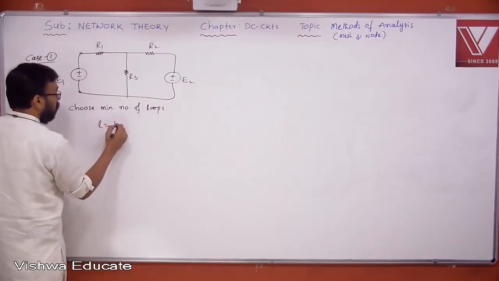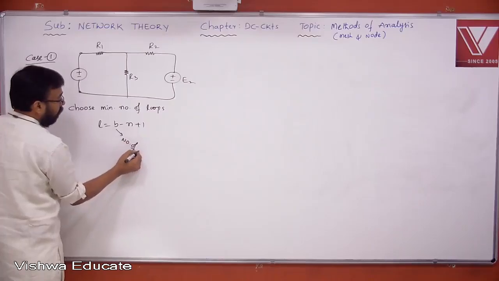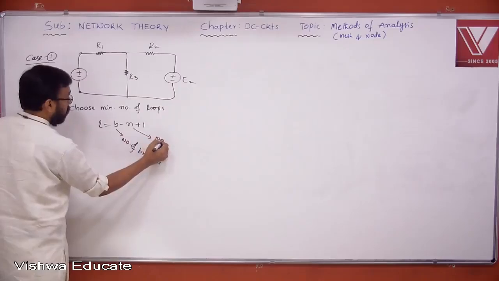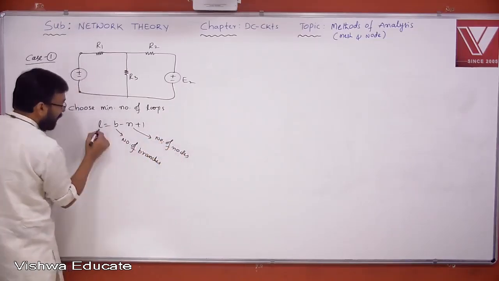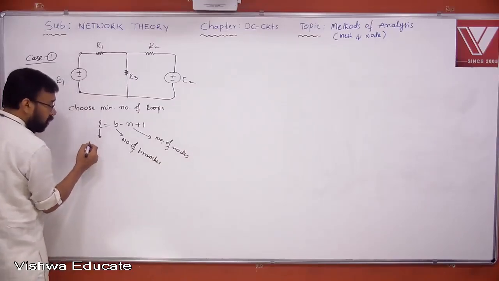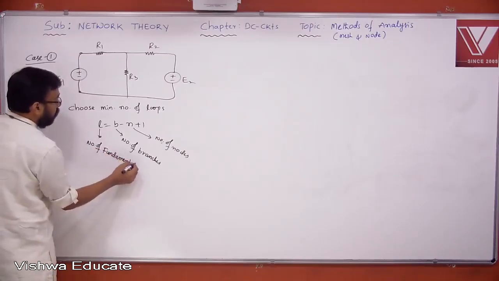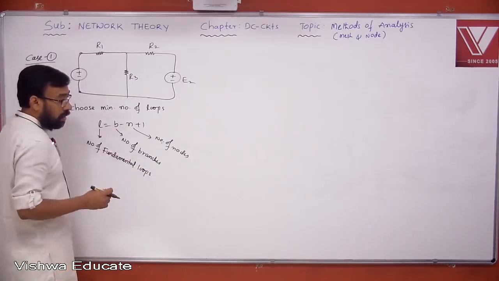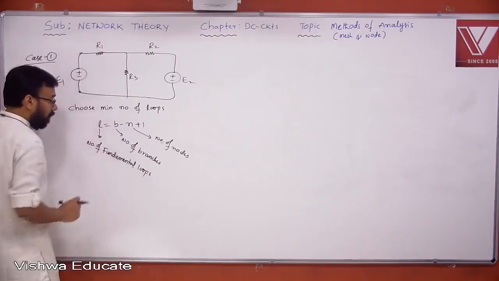Using a formula L is equal to B minus N plus 1. What is B stands for? Number of branches. What is N stands for? Number of nodes. What is L stands for here? Is it simply number of loops? No, number of fundamental loops, or basic loops. In network topology terminology, you generally call it what? Links, number of links. Okay.